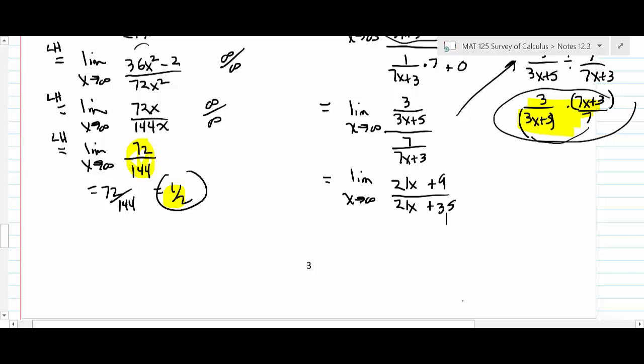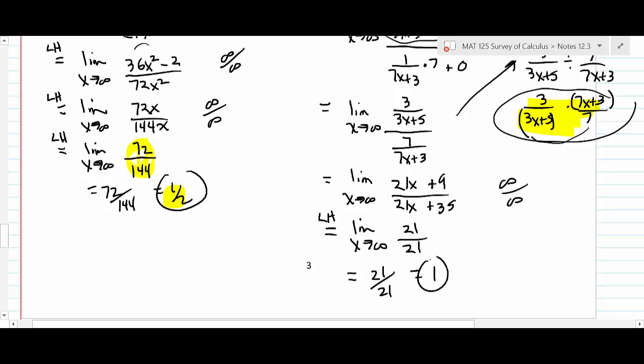Do you know what the answer is from what I taught you early in the semester? It's a constant. Well, what's the answer to that limit? The degree of the top and bottom are the same, so what does that mean? 1. Yeah, 21 over 21. Now this is an infinity over infinity form, so if you plug infinity in, you get that. Let's go ahead and do L'Hopital's rule one more time. The numerator's derivative is 21, the denominator's derivative is 21. So the answer is just 21 over 21, which is equal to 1.